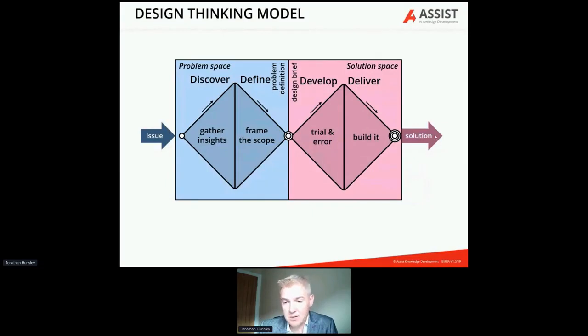The outcome, and all of the thinking approaches that we're covering today are outcome focused. The outcome is that we've got a solution that's been tested, we're confident that it's going to work in the real world.